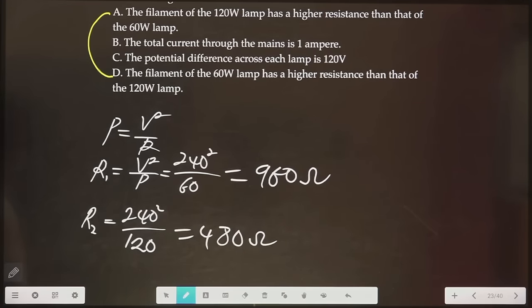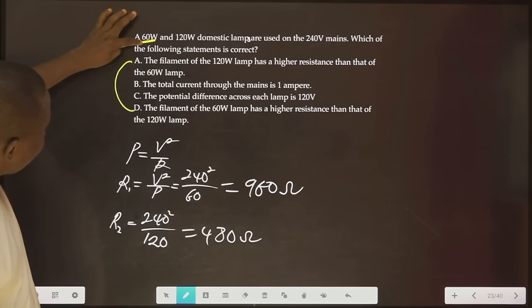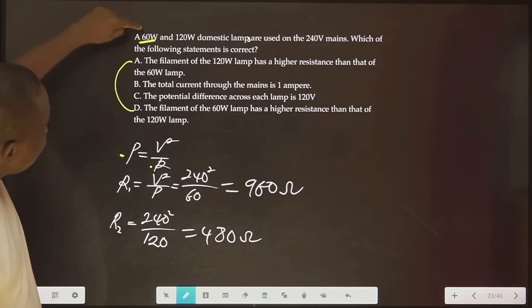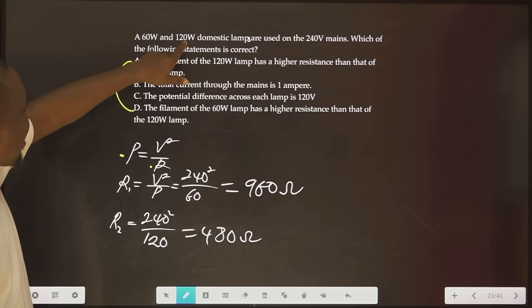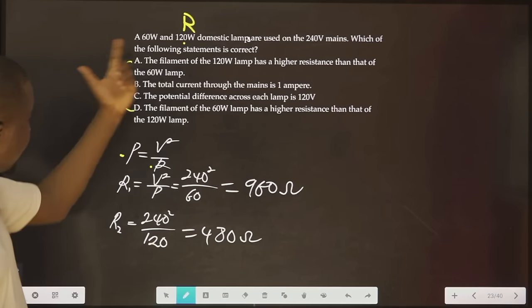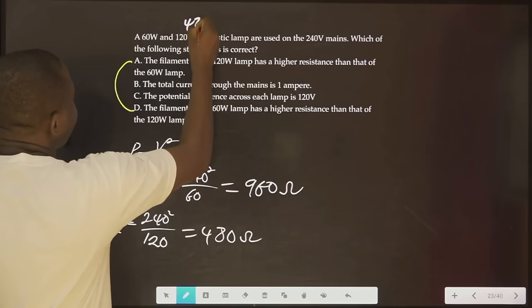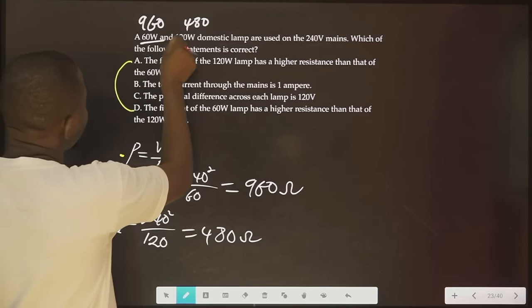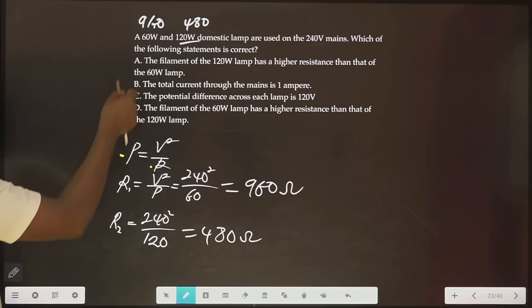Okay, now let's compare the first versus the second one. You can even say that the power is inversely proportional to the resistance. It means the lower the resistance, the higher the power. So the higher the power, the lesser the resistance. With this now, we can say this one has lower resistance. So you can see here, 480 for the 120, while this is 960. So which one has higher resistance? This has higher resistance than this. It means the filament of this has higher resistance than that of this. So therefore, D is our answer, okay?